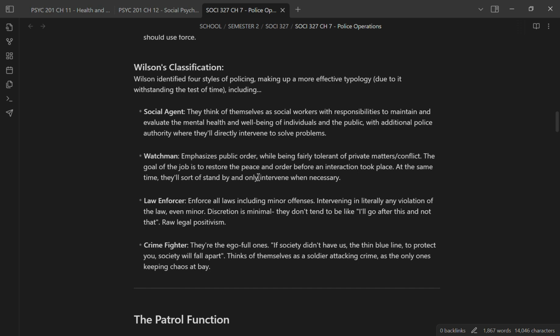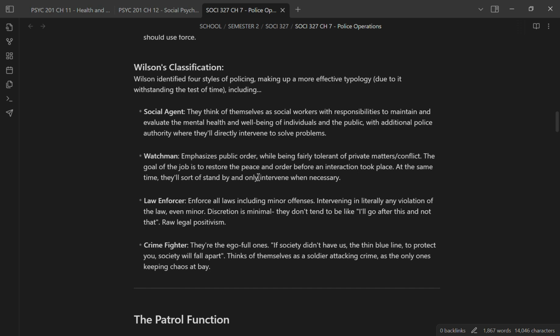We have the watchman, which emphasizes public order while being fairly tolerant of private matters and conflict. So the goal of the job is to restore peace and order before an interaction took place, but at the same time, due to this watchman's status, they'll stand by and only intervene exactly when necessary. The law enforcer classification, they enforce all laws, including minor offenses. They'll pretty much intervene in literally any violation of the law. It's raw legal positivism, as we say. What is right is lawful, and if you break that, you're breaking the law, no matter what.